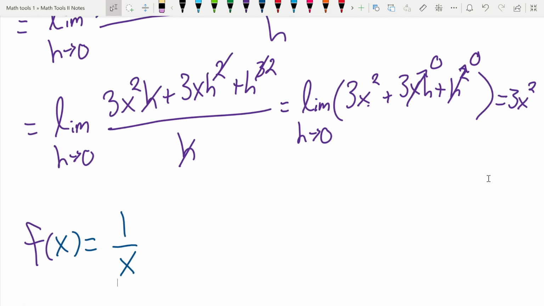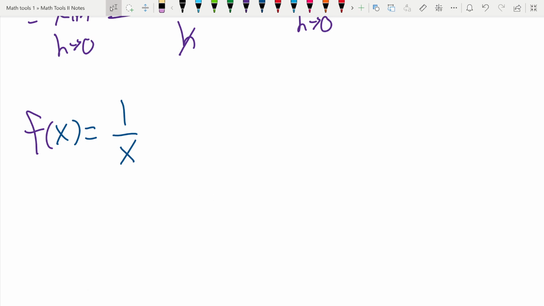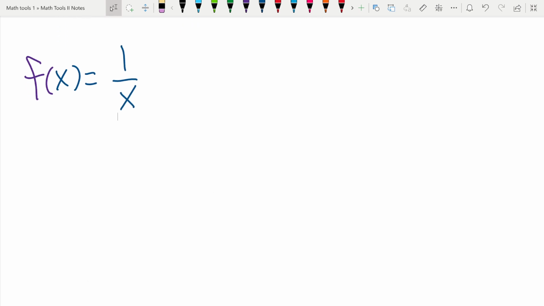Okay. So we should expect the same thing here. We should expect that the limit doesn't exist at 0, therefore the derivative doesn't exist at 0, so we expect that 0 won't be in our domain.